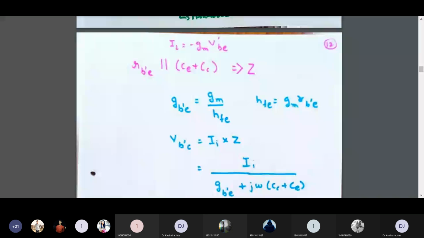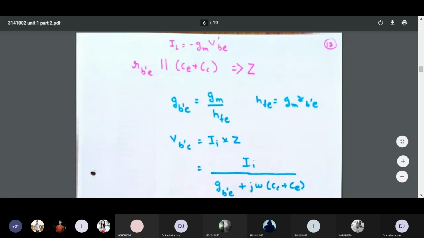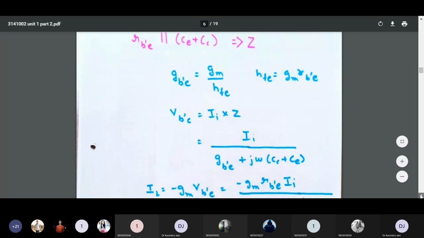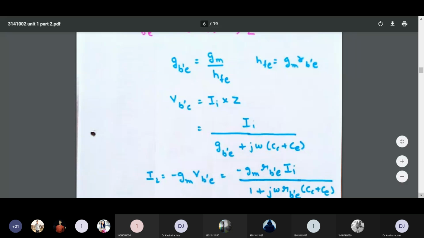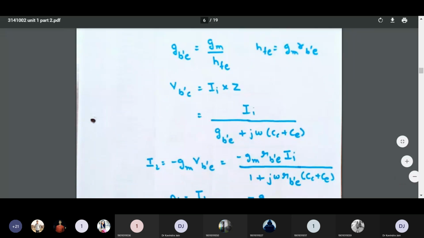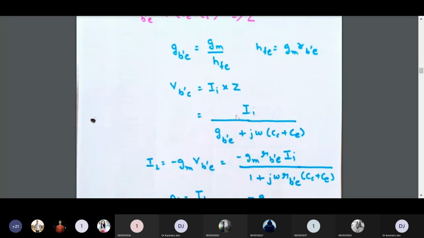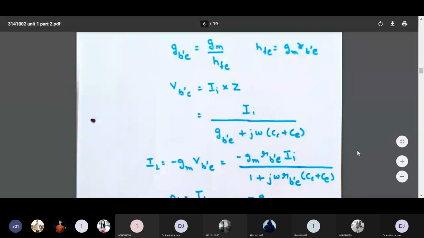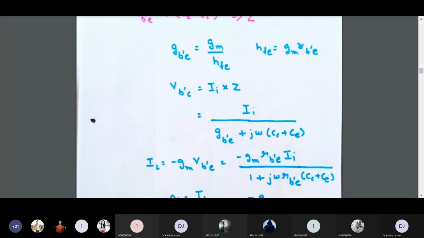So as per the discussion, we can say that current gain is something like this. From this equation, we are going to calculate IL upon II. In case of any doubts or any queries, please feel free to ask. If there are no doubts and no queries, that means you are clear with this terminology. So can we proceed further?